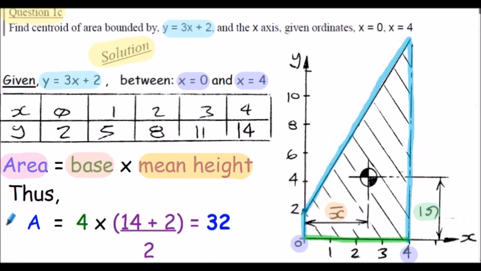So the base in this case is 4 units on the horizontal axis, and the mean height is calculated from the maximum height, which is actually 14 up here, calculating our table here when x is equal to 4, y is equal to 14, and 2 here, when x is equal to 0, y is equal to 2. So that's how I calculate my mean height, 14 plus 2 divided by 2. So evaluating the area is 32.